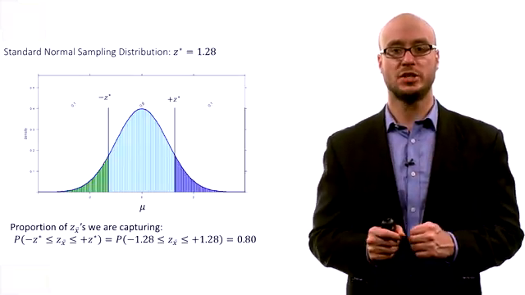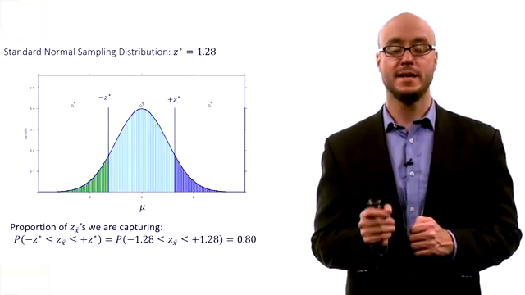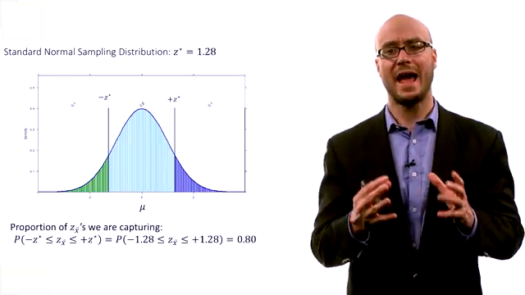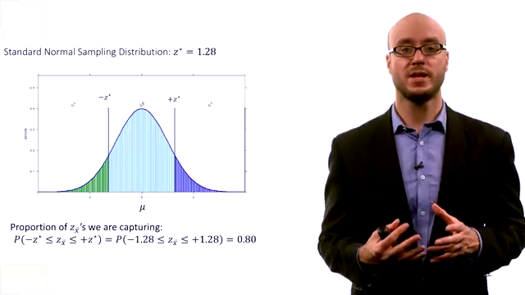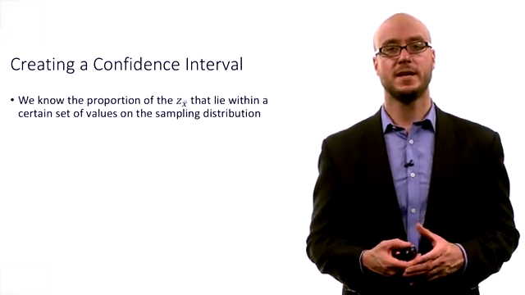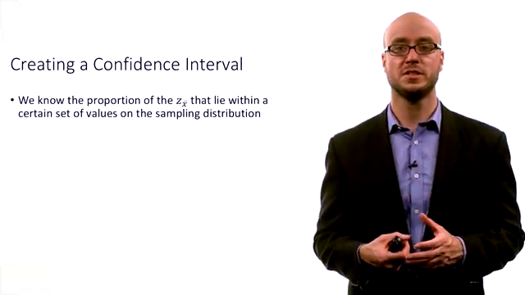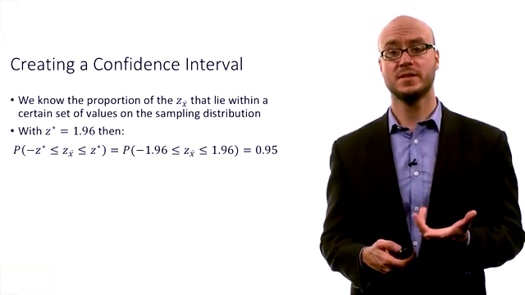So if you set z star to 1.28 and negative 1.28, and you look at the area within those two values, you're going to have a confidence interval that captures 80% of the sample means. To put it another way, the probability of having a sample mean between negative 1.28 and positive 1.28 is 0.8. 80% of the sample means are going to lie within that range once they're converted to z-scores. The basic idea is that we know the proportion of these sample means, once they're converted to z-scores, that lie within a certain set of values on the sampling distribution.